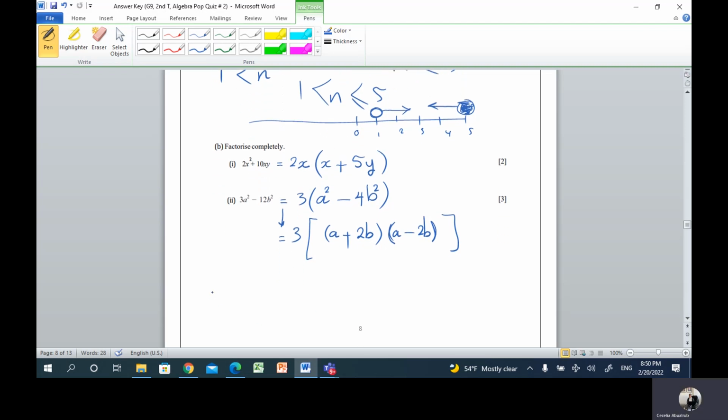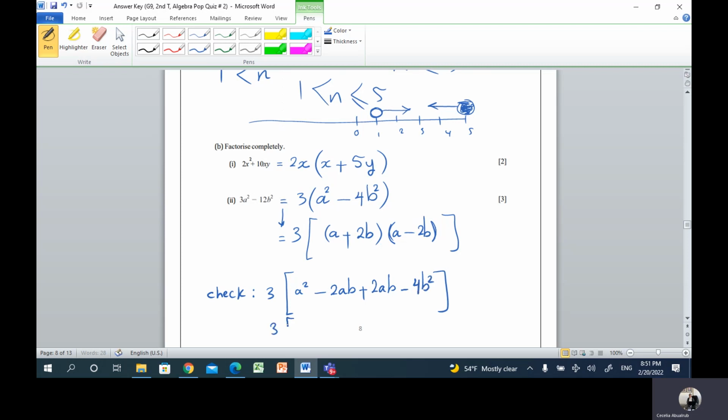We always check by expanding. So we keep the 3, for example, and let's expand the inside two brackets. So a times a is a squared. a times minus 2b, it's minus 2ab. Plus 2b times a, it's plus 2ab. Plus 2b times negative 2b, it will be negative 4b squared.